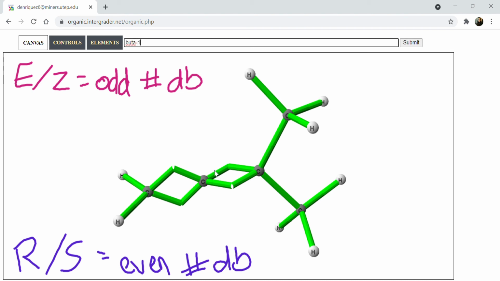So 1, 2, and then it's 2 of them, so di, and then ene, and then we'll go around front, make sure we get that methyl. So we have 1, 2, 3 methyl, butyl 1, 2 diene, and we've already established that there's no RS conformation.